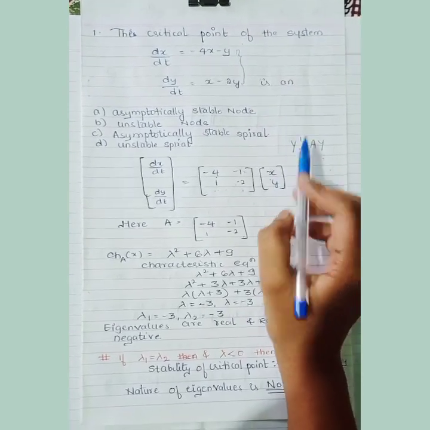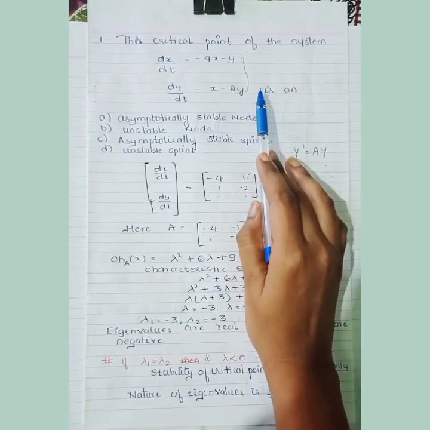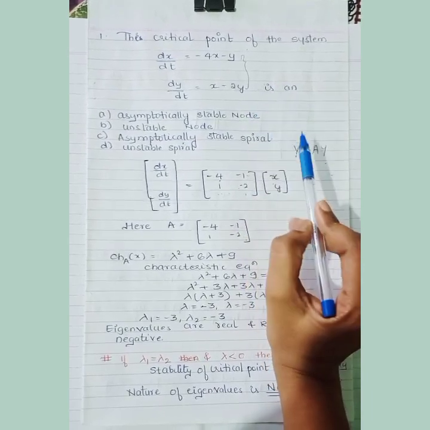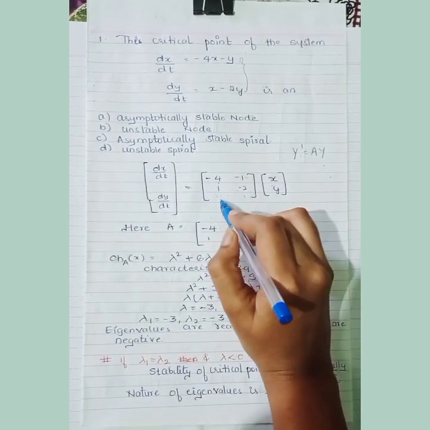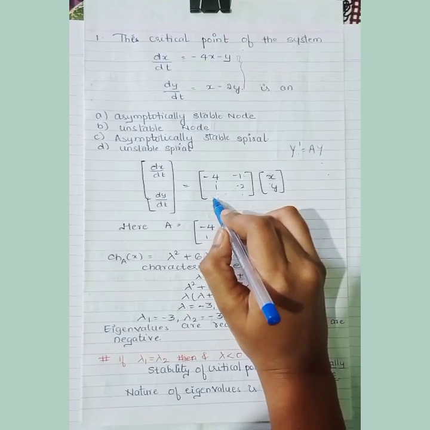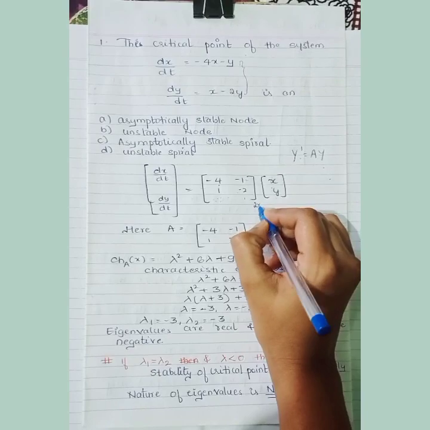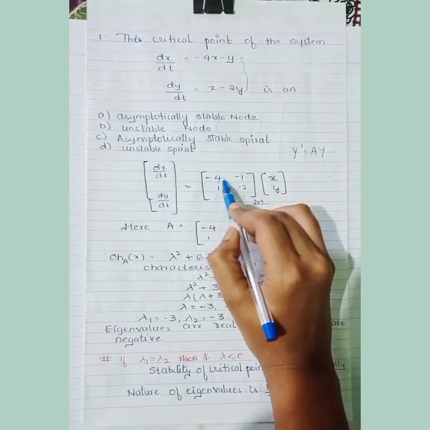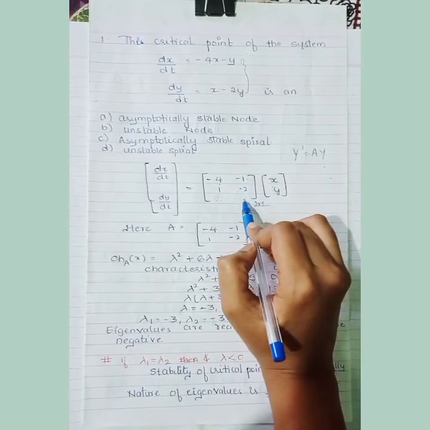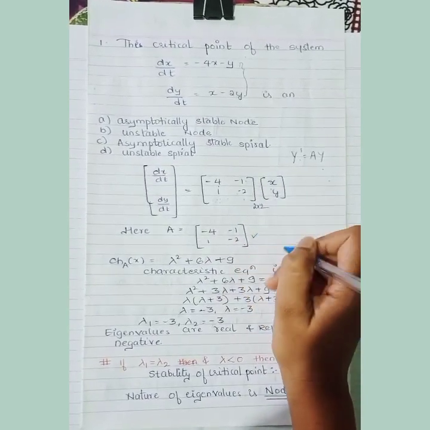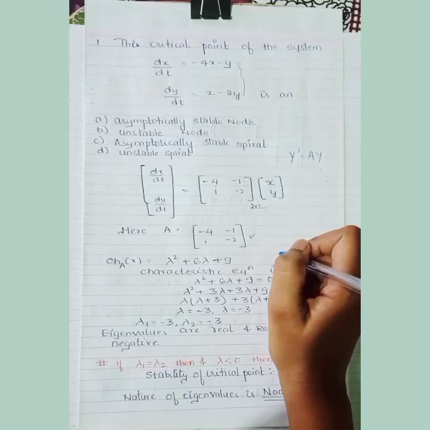Okay, the first thing is, whenever a system of linear ordinary differential equations is given to you, you have to write it in the form of a matrix. Then I have to find out the eigenvalues of the matrix. Here I got the 2 by 2 matrix, that is -4 and -1, 1 and -2. So I have to find out the eigenvalues of this matrix.